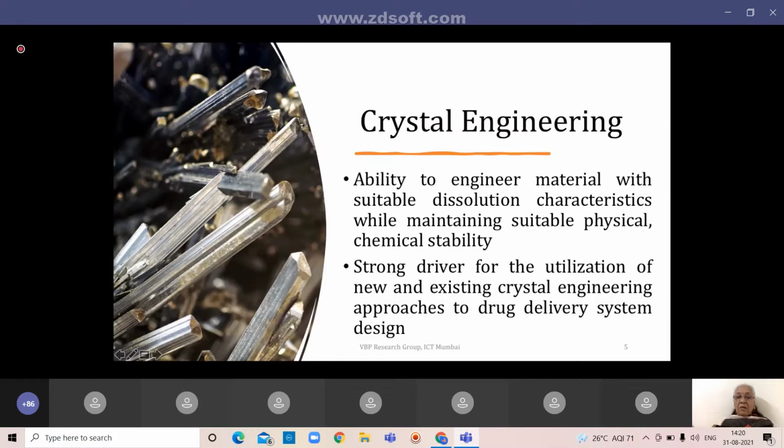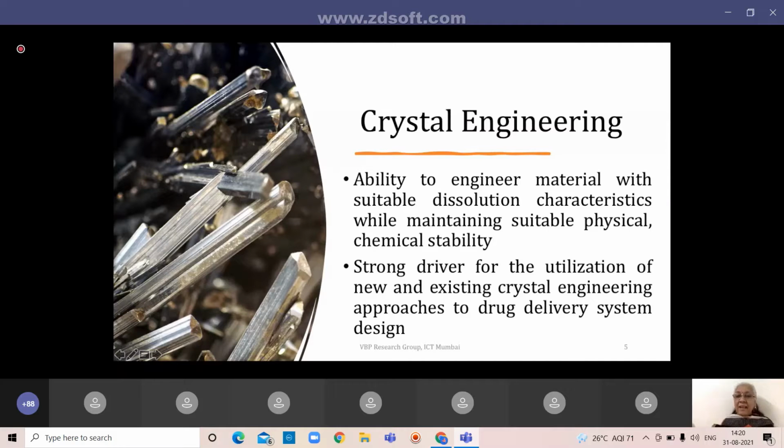So if I have to explain in a very simplified way, crystal engineering is nothing but our ability to engineer material in the context of pharmaceuticals with suitable dissolution characteristics while maintaining its physical and chemical stability. And that's the reason why this is gaining popularity.